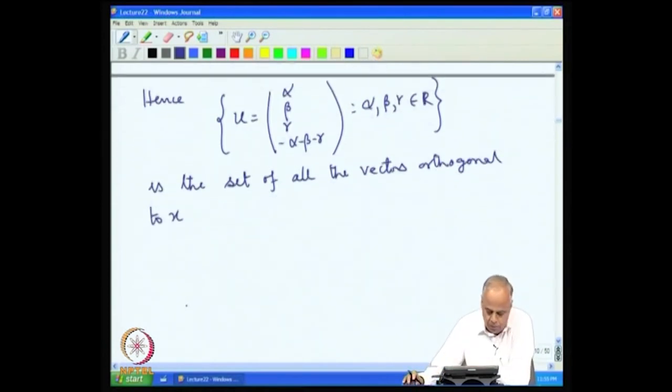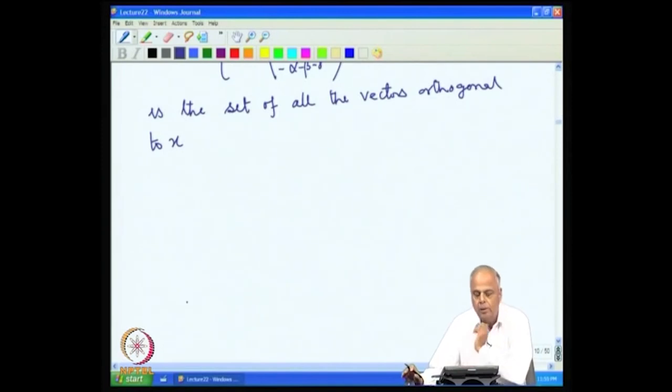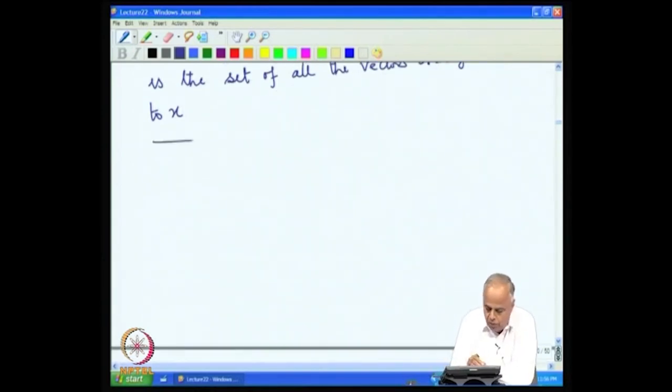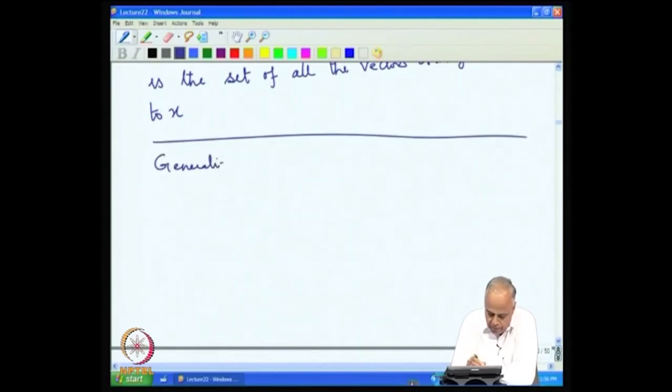Let us now pursue this idea, not just to finding the vectors which are all perpendicular to a given vector x, but let us try to find the set of all vectors perpendicular to a given set of vectors instead of just one vector. So, what we now do is generalize this example.